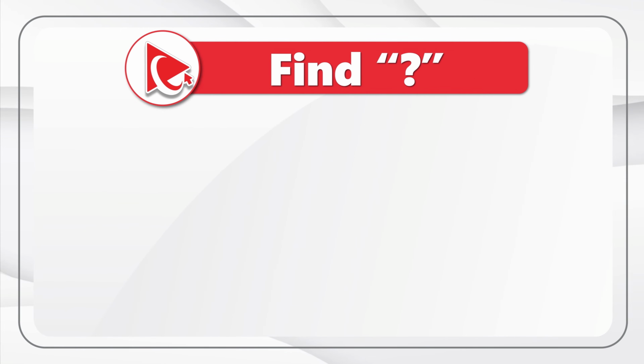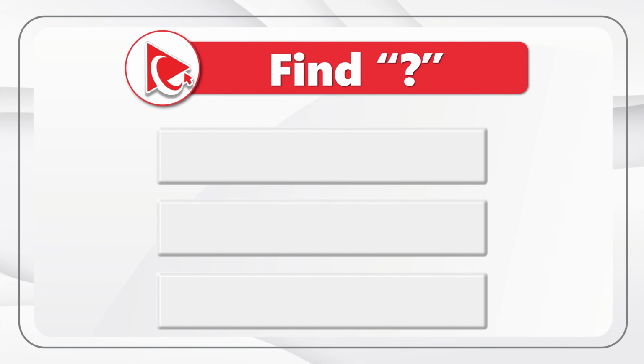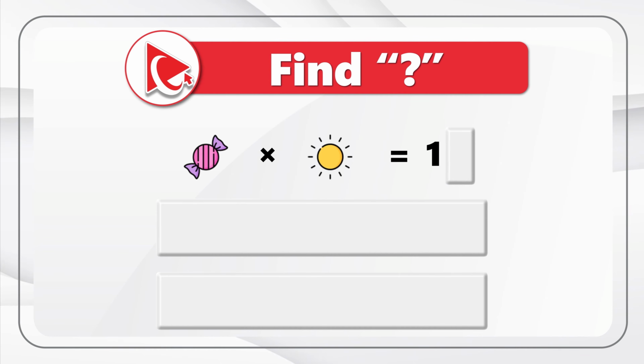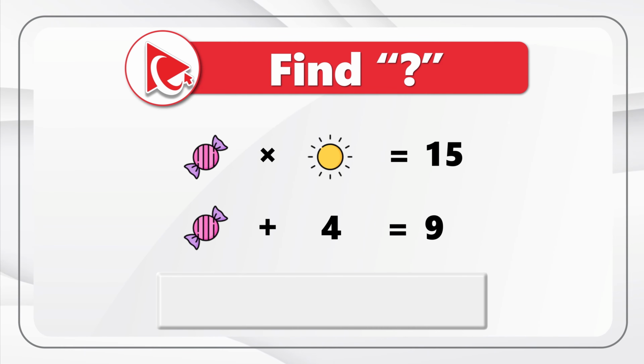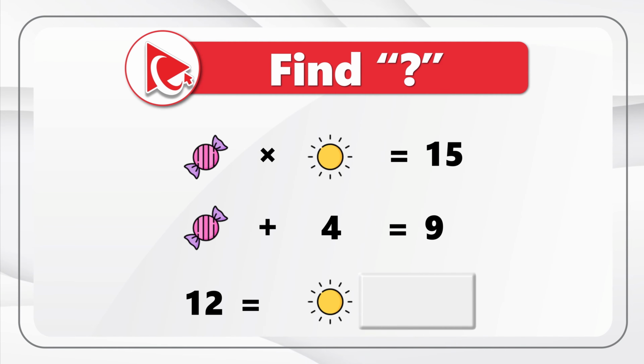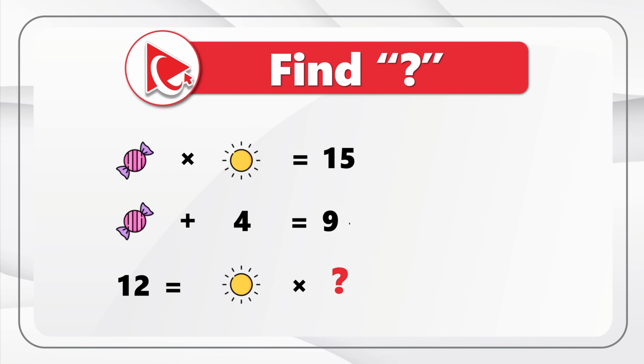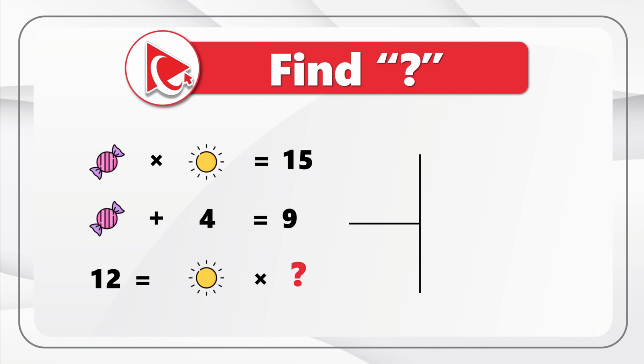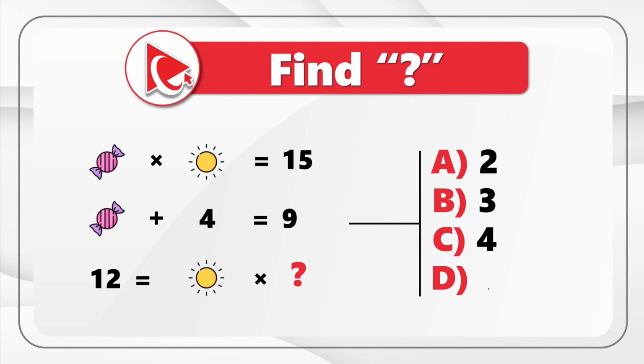You're presented with 3 expressions. The first expression is candy multiplied by sun equals 15. Second expression is candy plus 4 equals 9. And third and last expression is 12 equals sun multiplied by question mark. And you need to find this question mark and select out of 4 possible choices. Choice A, 2. Choice B, 3. Choice C, 4. And choice D, 5.